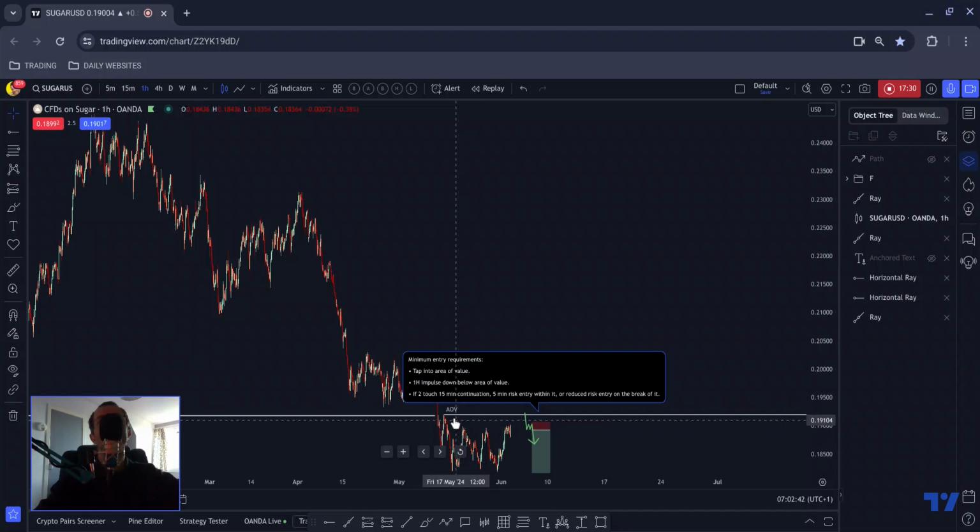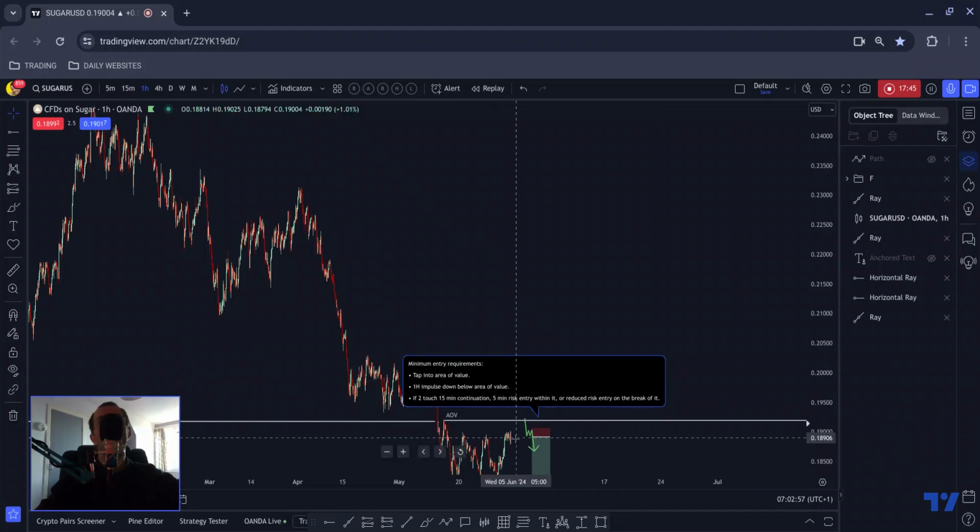So I will be looking for price to tap into that area of value, the origin of all of this move, tap into it, push down, and then a 15-minute continuation. So 6 to 8 corrective 15-minute candles. Okay, and I've just drawn it slightly lower down because you can see we have a bit of a consolidation here. And often when that's the case, if we do tap into an area of value and push down, that is likely where the correction will take place, which kind of gives us that mini head and shoulders pattern.